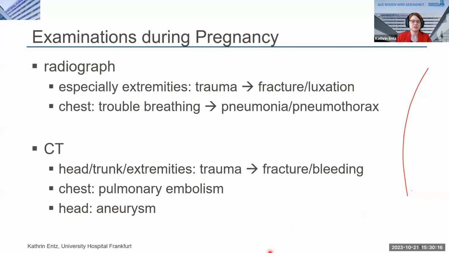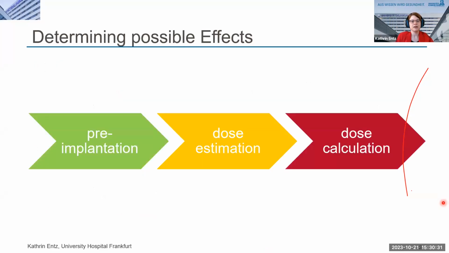You cannot avoid it. And that's why it's important for us as medical physicists to understand how you can calculate the effect for the unborn child. You can simply do it in 3 stages. You would start with the pre-implantation phase. So you could check, is a woman in the very early stage of her pregnancy, because there you have this all or nothing phenomenon. So you either have effects or you don't.